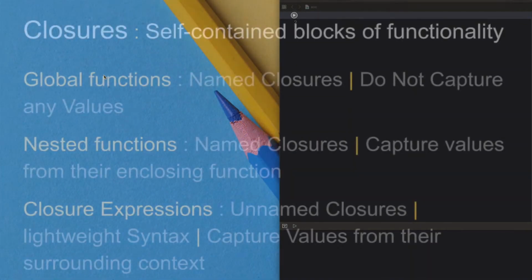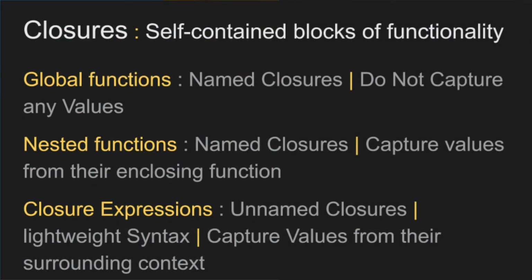Closures are self-contained blocks of functionality that can be passed around and used in your code. Closures are similar to blocks in C and Objective-C. Global functions and nested functions are special cases of closures. Global functions are closures that have a name and do not capture any values.